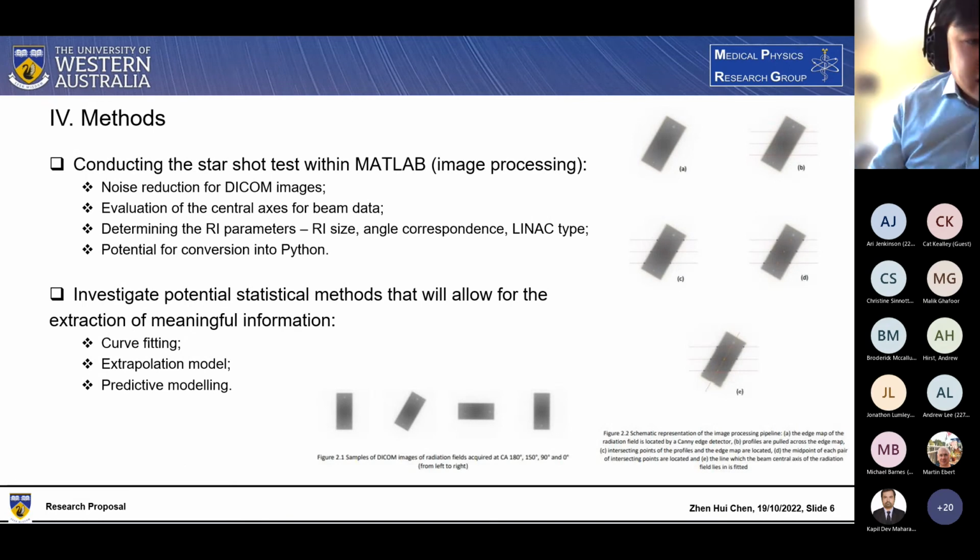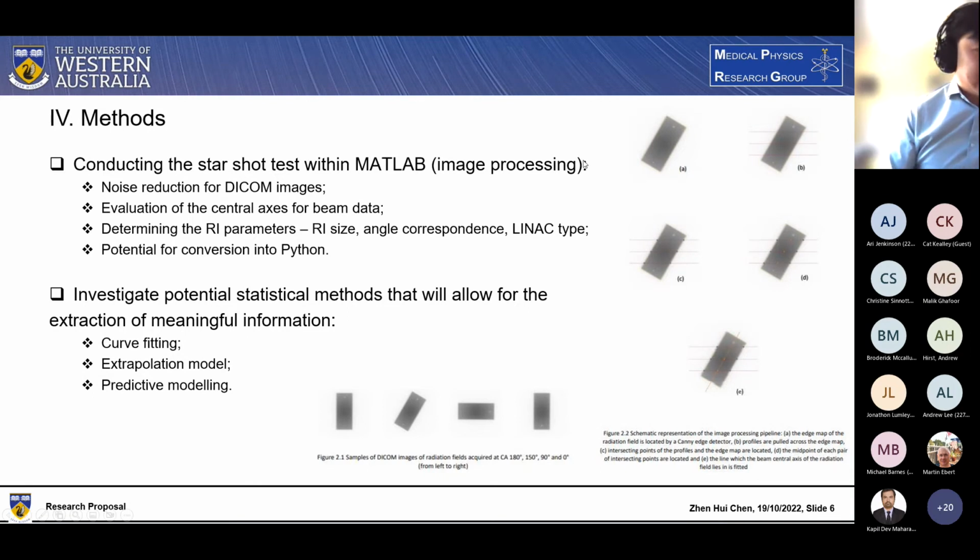So for methods, firstly, I'll be conducting the Starshot test within MATLAB. The code is ready to go. It's been written by Pejman. And so to conduct the Starshot test, we'll have to use Gaussian filters to reduce the noise for the DICOM images that we have, and then we'll evaluate the central axes for the beam data.